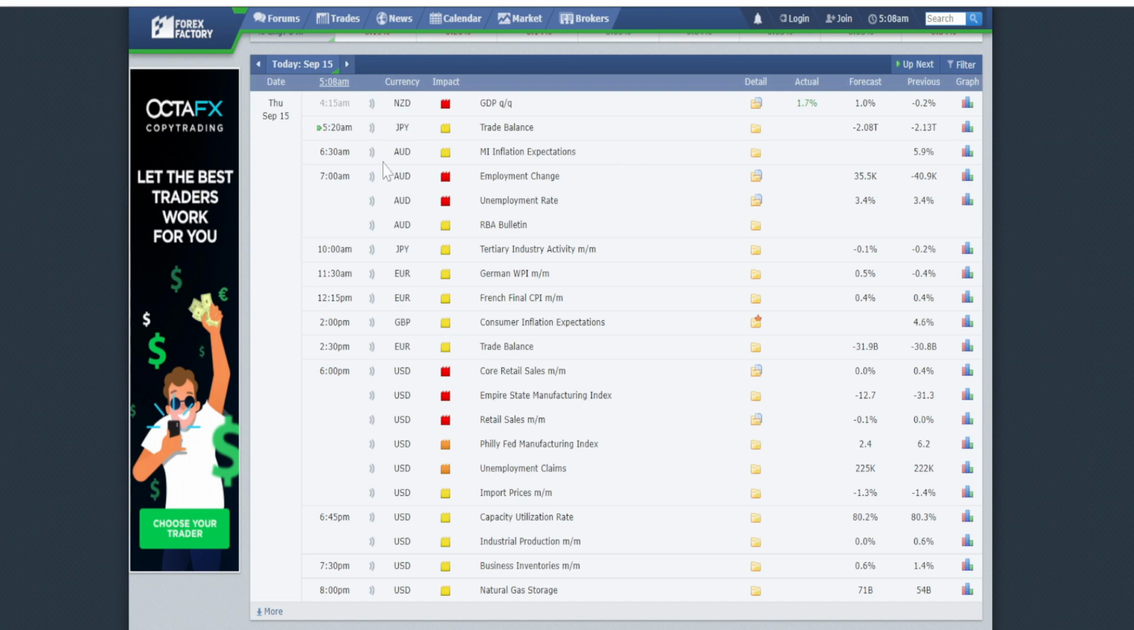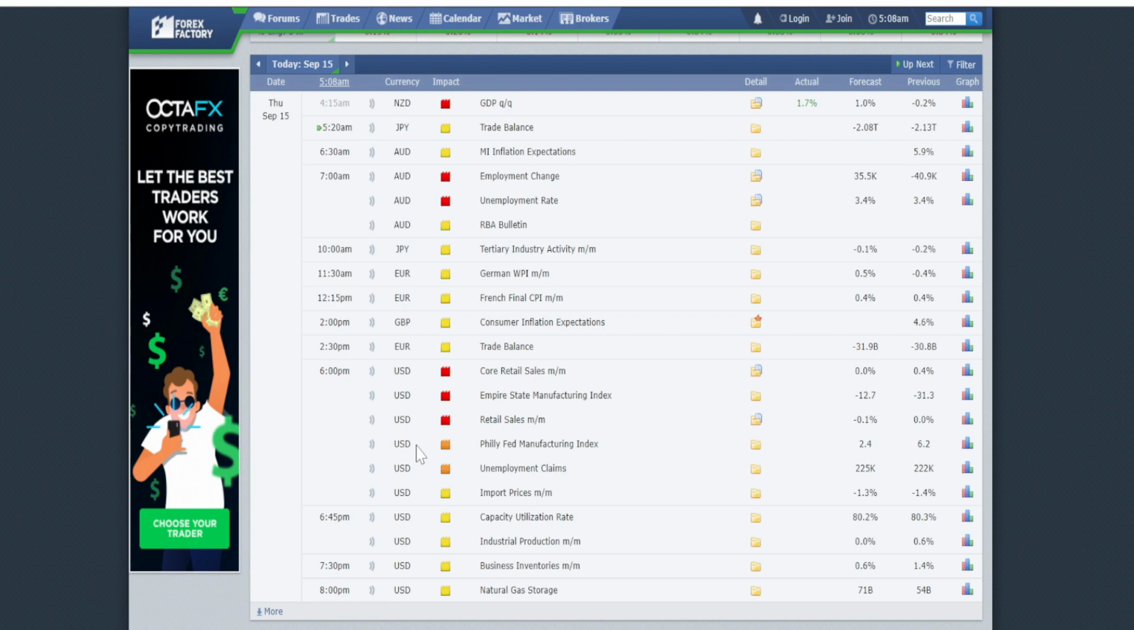So when we look at the economic events calendar, today is Thursday, September 15th. At 7 AM we have high impacting news for Australian dollar related currency pairs, and at 6 PM we have high impacting news planned for US dollar related currency pairs, followed by which we have low impacting news also planned. So requesting you to consider these events also while planning for your trades, entry and exit.